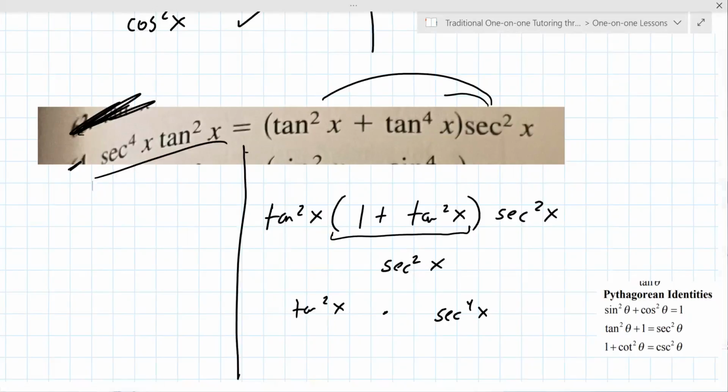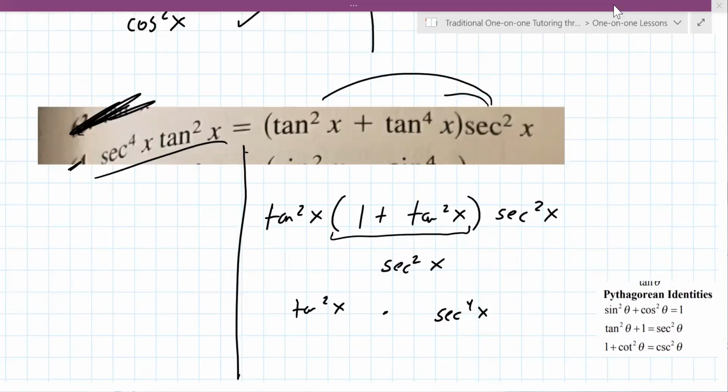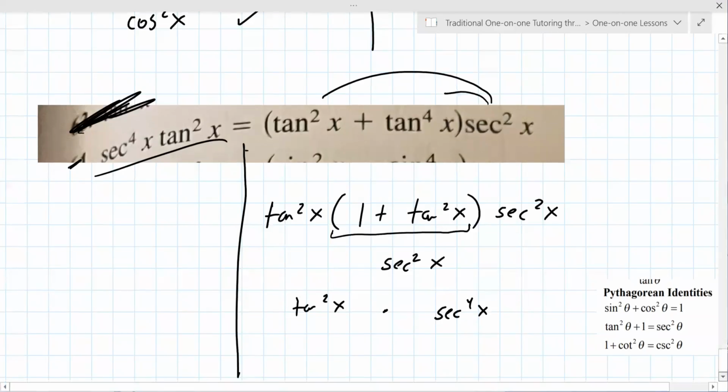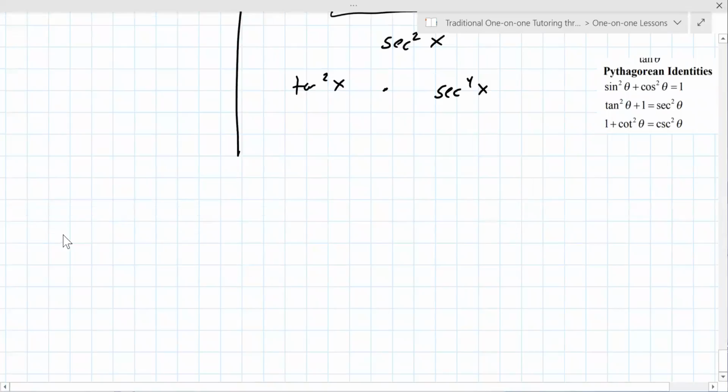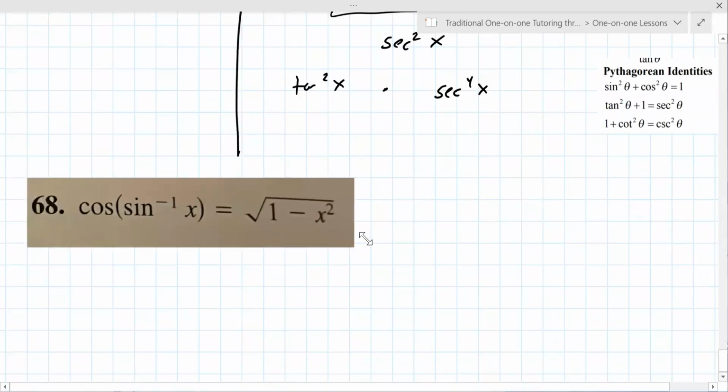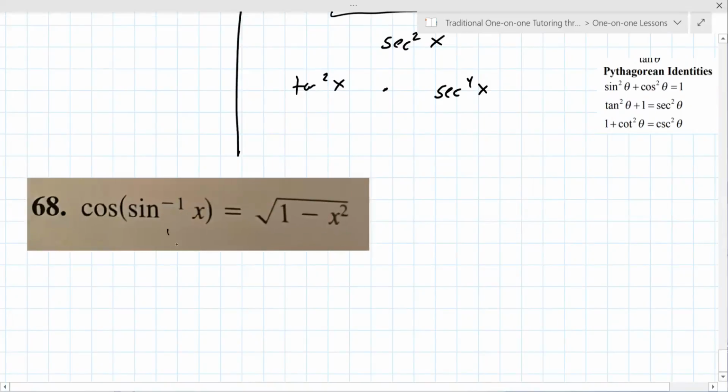All right, let's look at 68. This is, Jamie, kind of like one of the ones that we did with the triangle earlier. It's probably not clear here, but the left side actually is the one you want to work on. We're going to do this.